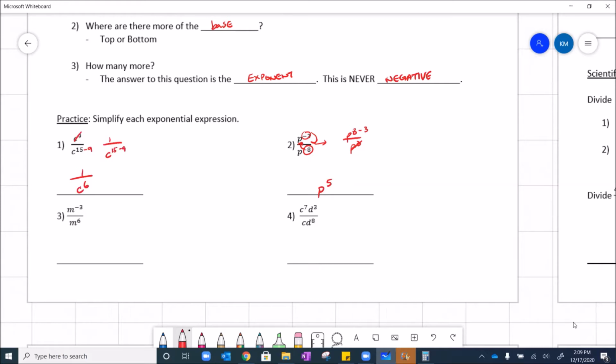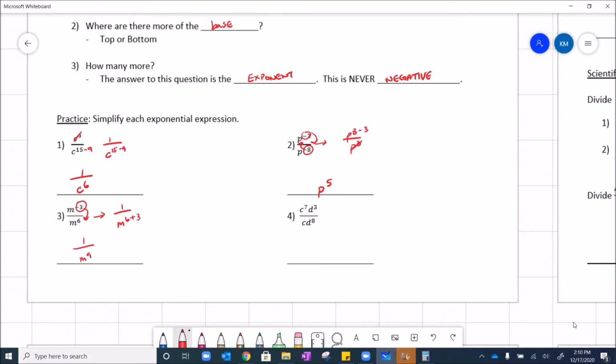Number 3, is everybody happy? No, it's negative, not happy. So I have 1 over m to the 6th. I move that 3 down, and now it's positive. 1 over m to the 9th.